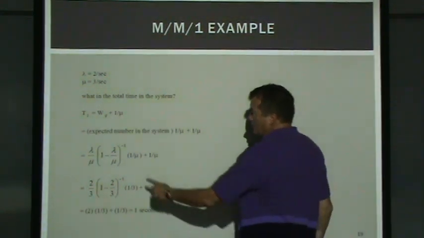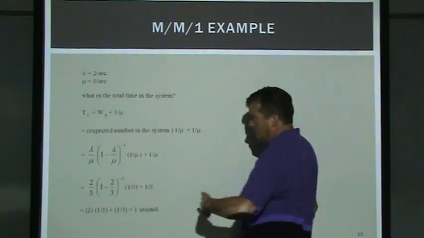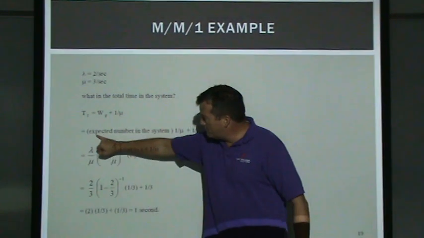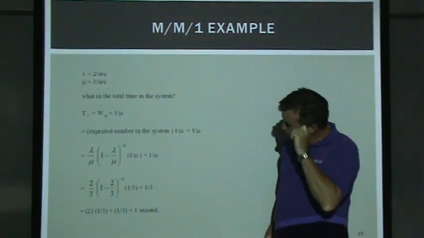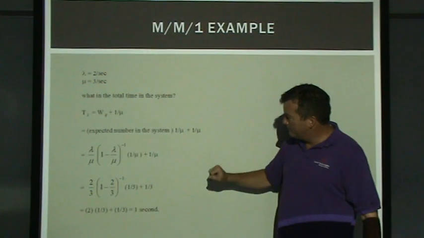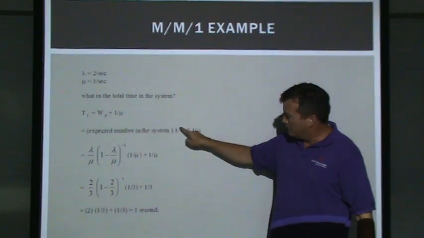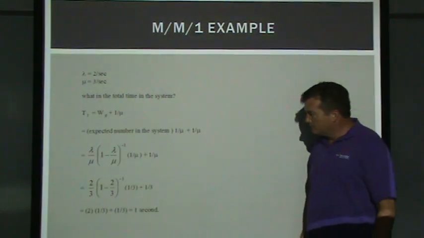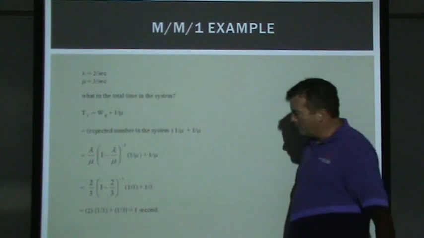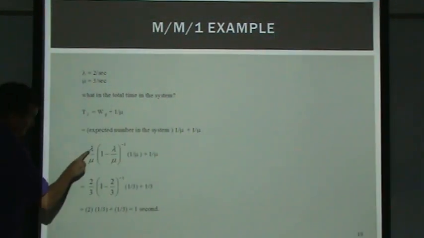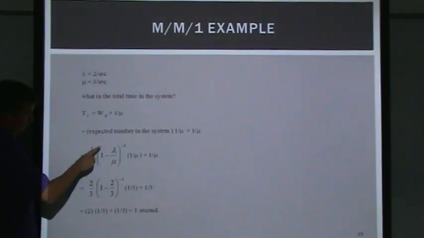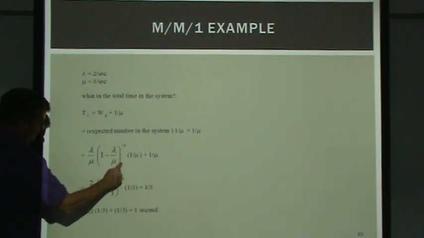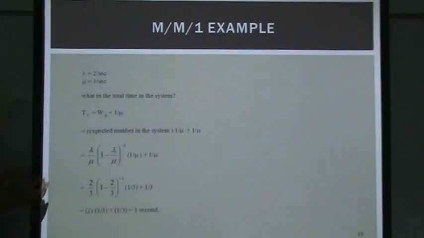So we want to know how much time we spend in the queue, plus how much time we spend being served ourselves. So how do we do that? We want the expected, so now we're looking for averages. We want the expected number in the system times their service time, which is 1 over mu, and then plus we have to be serviced, which is an additional 1 over mu. So how many are expected to be in front of us? We said from our last slide, it's lambda over mu divided by 1 minus lambda over mu. That's the number of customers we expect to be in front of us.